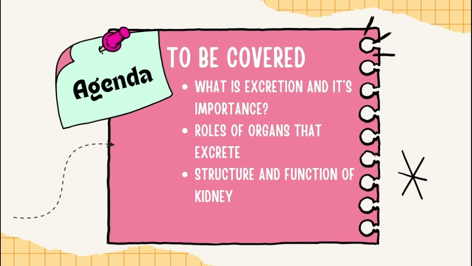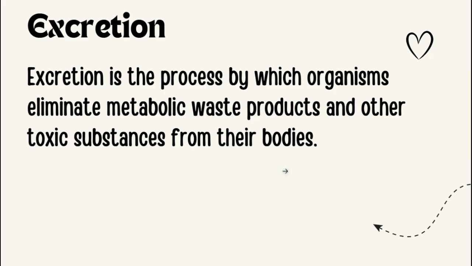And then obviously the structure and function of the kidney. So we're just going to look at the kidney a little bit. I feel like I'm going to mention something else, what was I saying? We'll just continue and hopefully I remember. But basically, excretion is a process by which organisms eliminate metabolic waste products and other toxic substances from their bodies, right?